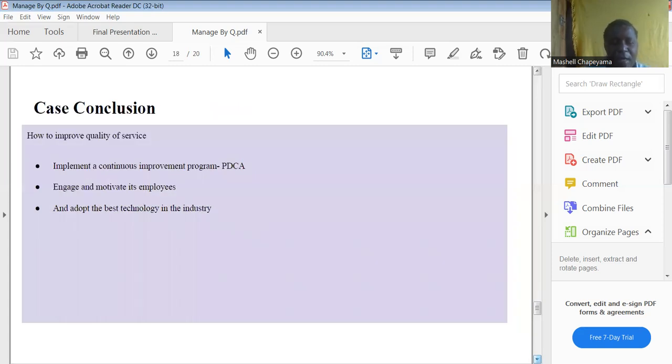So in all, we are saying the company should improve its way of doing things through the PDCA program, should engage its employees, and also have the best of technology.